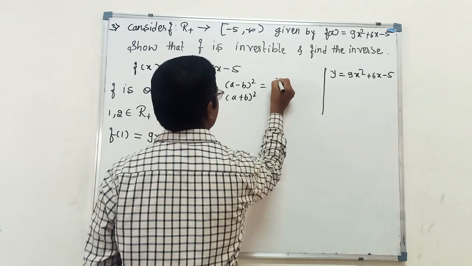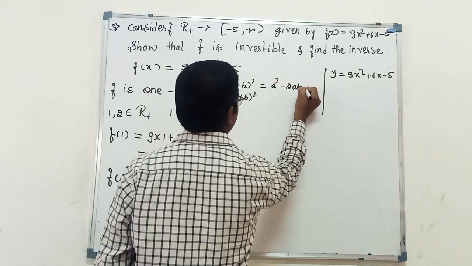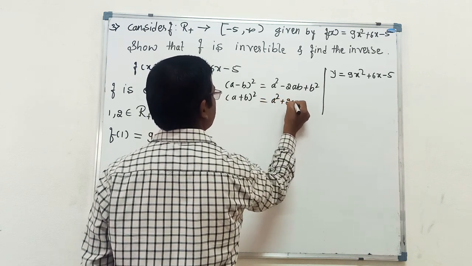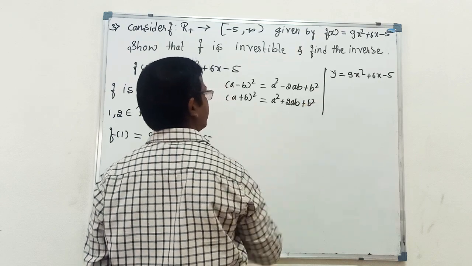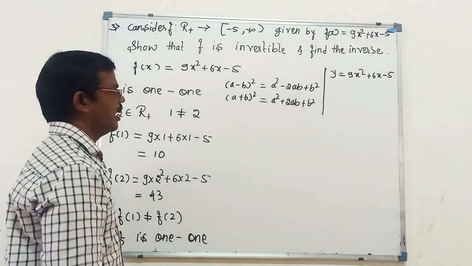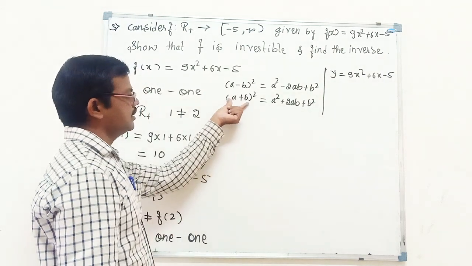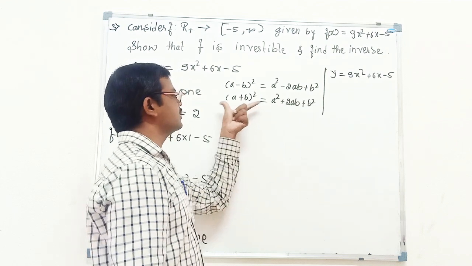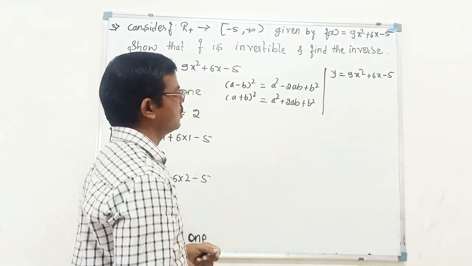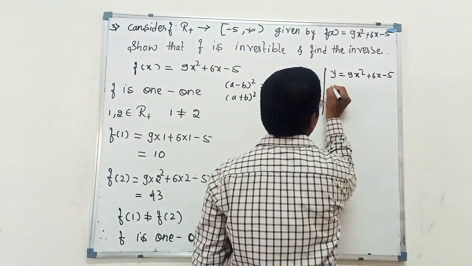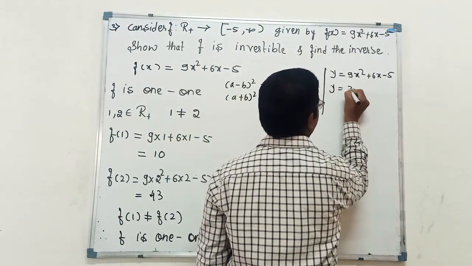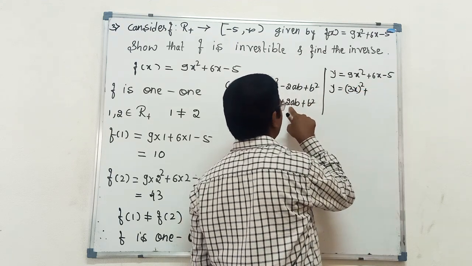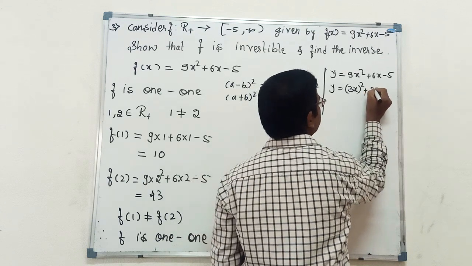So a minus b whole square means a square minus 2ab plus b square, and a plus b whole square means a square plus 2ab plus b square. These two identities should be kept in mind. To make the perfect square, we reduce the quadratic equation into this form. So we can write 3x whole square plus 2ab, 2 times 3x times b.